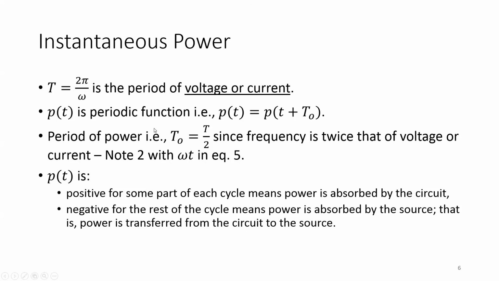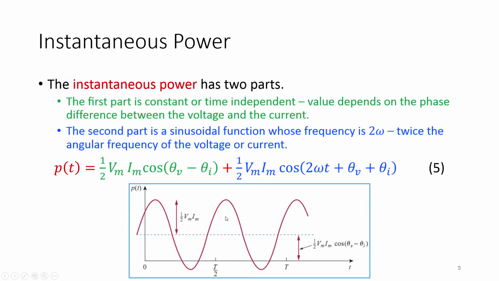As I mentioned earlier, the frequency is doubled for instantaneous power, and here is a small discussion about that. The time period is 2 pi by omega, because 2 pi f is omega and 1 upon f is the time period. So we can see that the time period for voltage or current is 2 pi by omega.